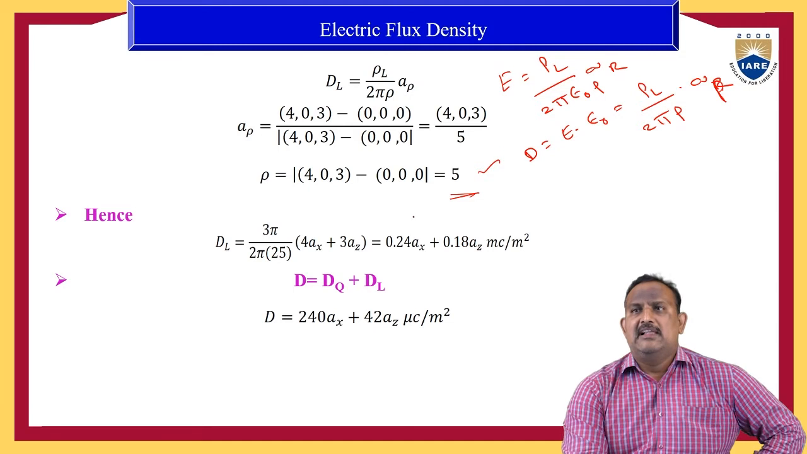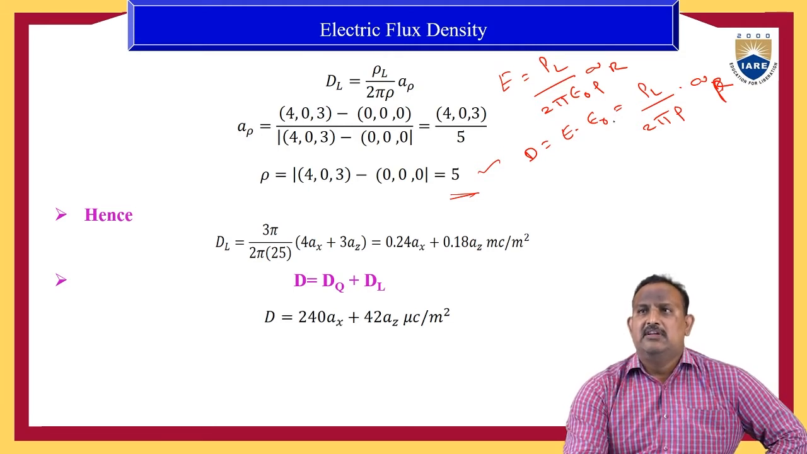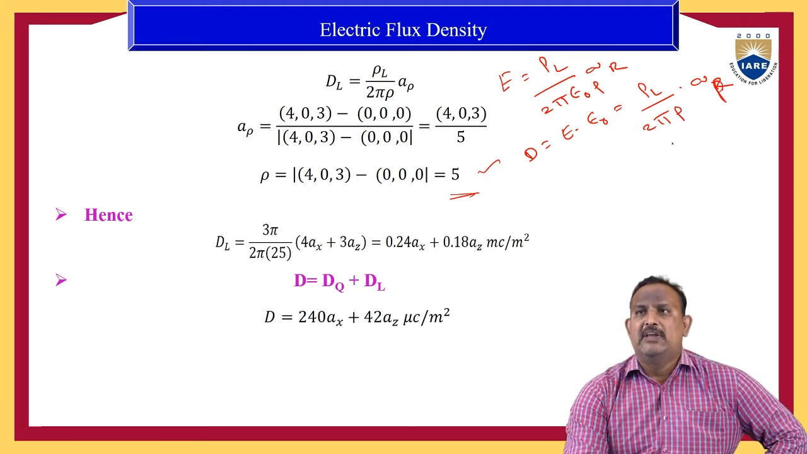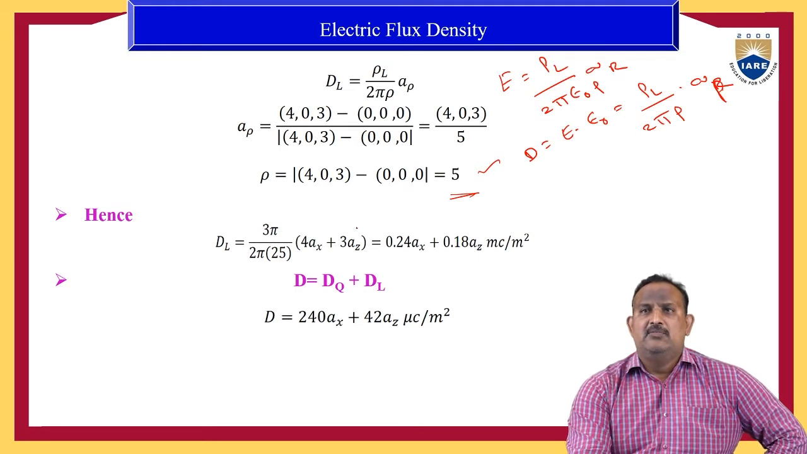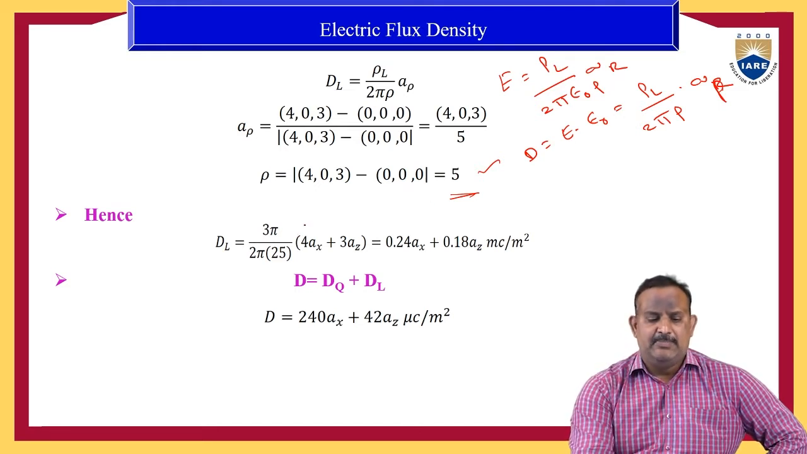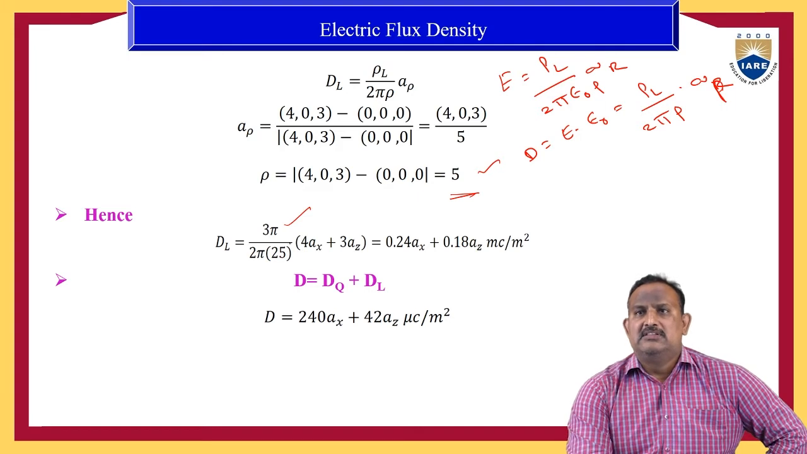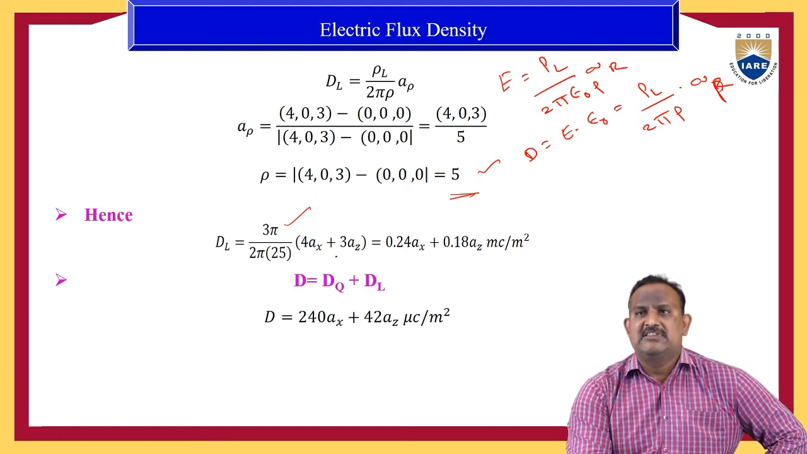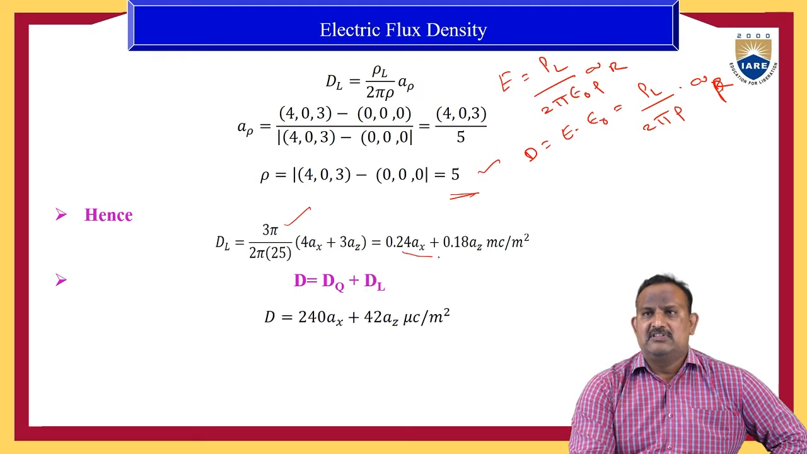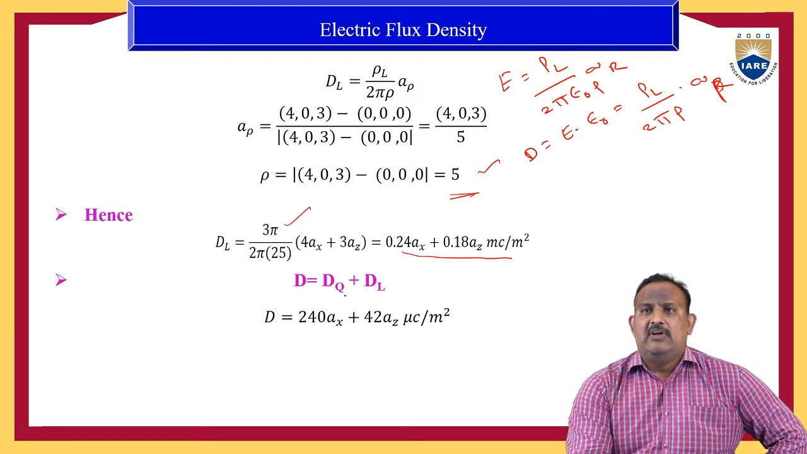If we substitute all these values in the equation rho L by 2 pi rho into a rho, rho L is given as 3 pi, divided by 2 pi into rho, and rho is 5. The distance vector is 4ax plus 3az, divided by its modulus. If we simplify, the expression is like this.